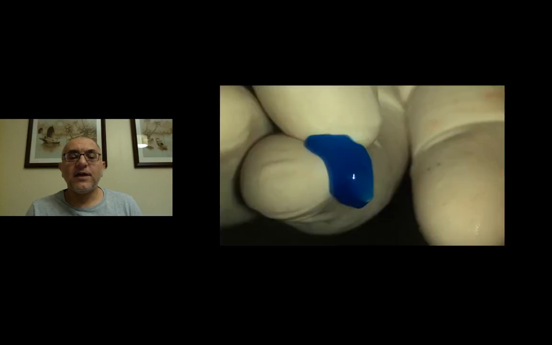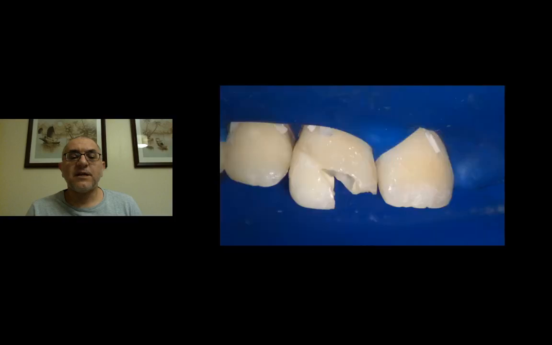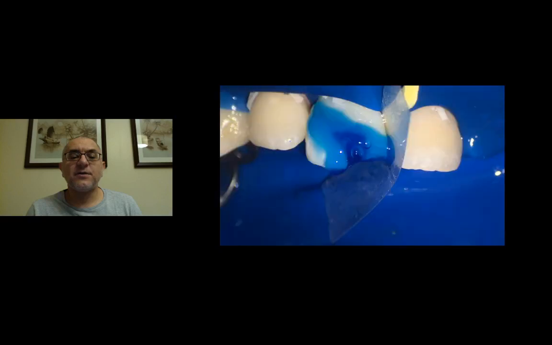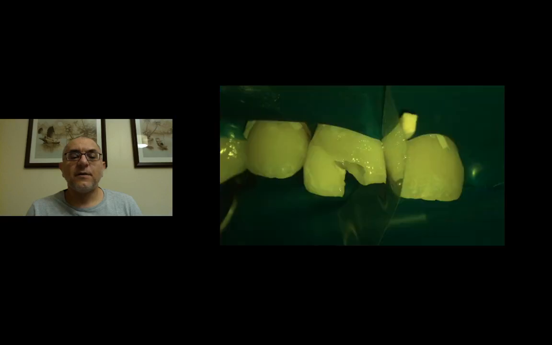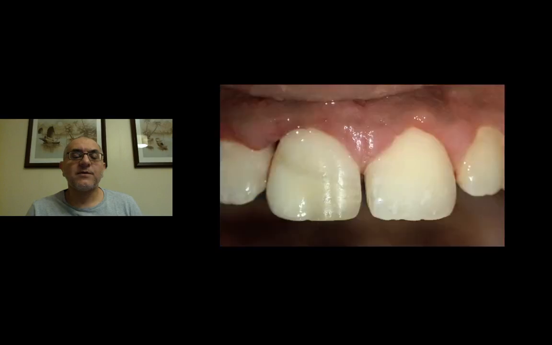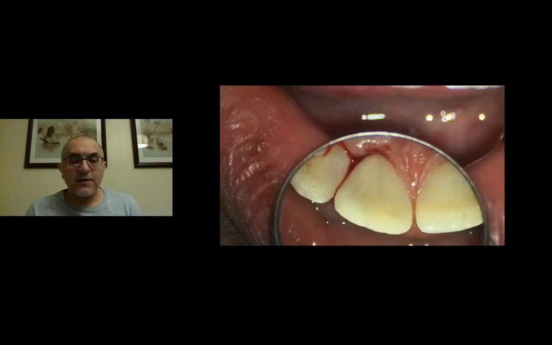I reattached the segment. I bonded. And then I attached the segment and completed the composite restoration. There you go. And that's the final result. Okay. So there's the palatal view as well. You can see it's nice and clean. And there is a good emergence profile.